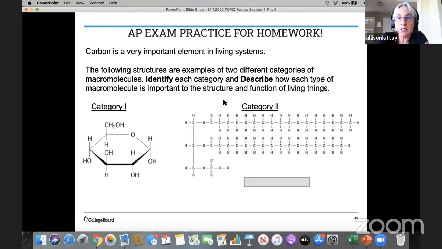This is a carbon question. It tells you that carbon is very important in living systems, and the following structures are examples of two different categories of macromolecules. You are asked to identify each category, category 1 and category 2, and then describe how each type of macromolecule is important to the structure and function of living things. So I have presented both of these, so hopefully you can easily identify them and then describe their function.